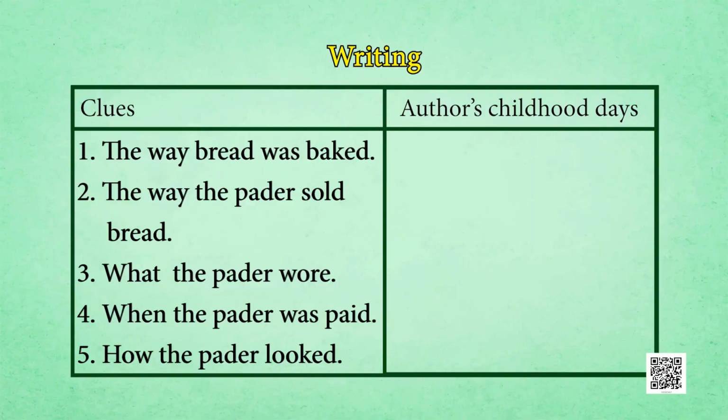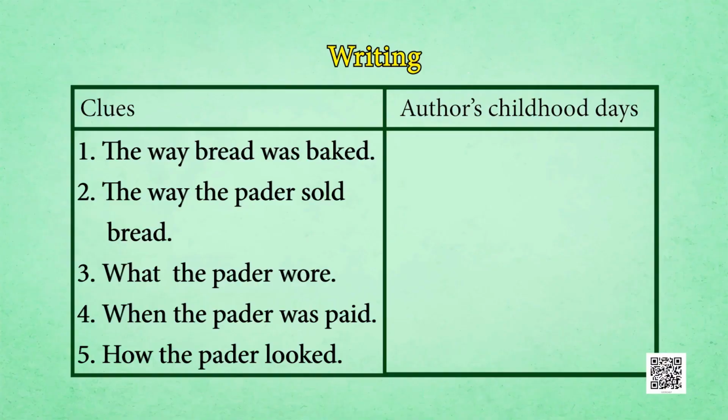Very good. What did the baker wear? Clothes. The baker usually wore long dresses which went up till their knees. What was it known as? Kafai. Kafai. Fine. All right. So, what did the baker wear?